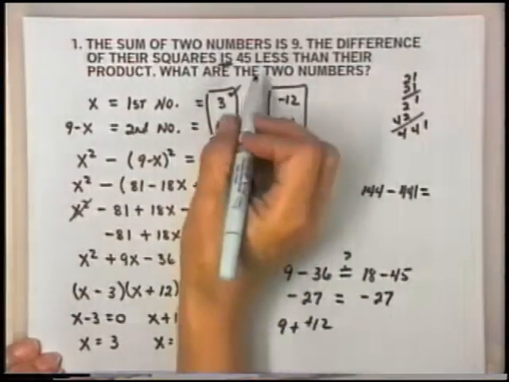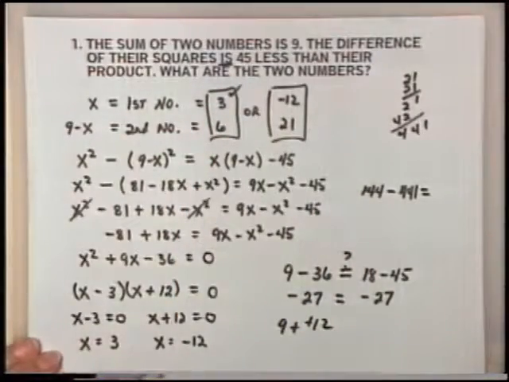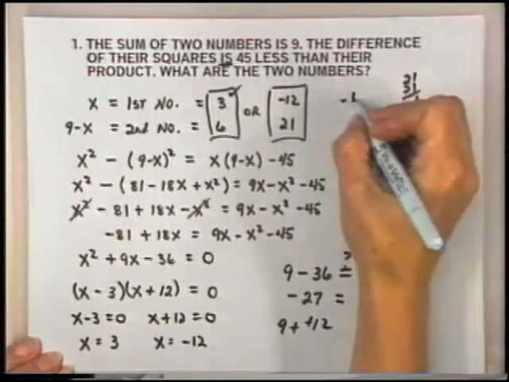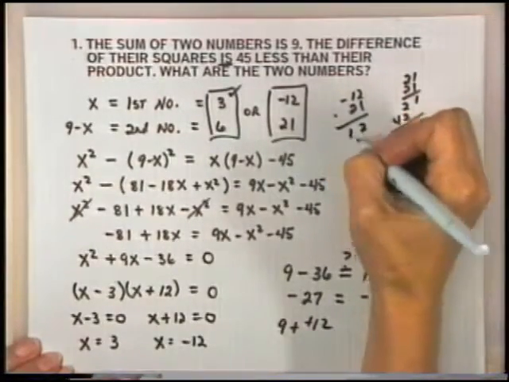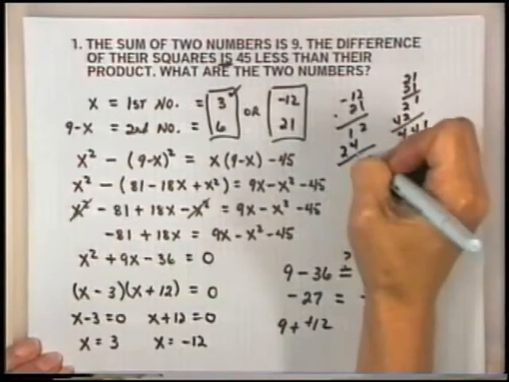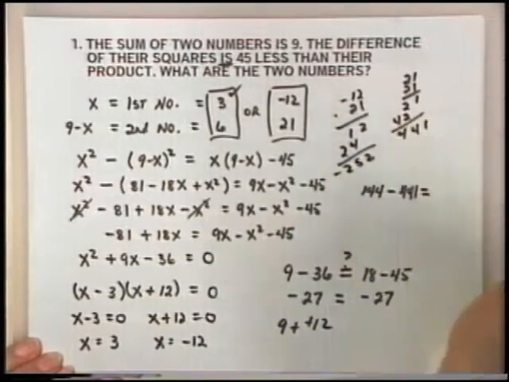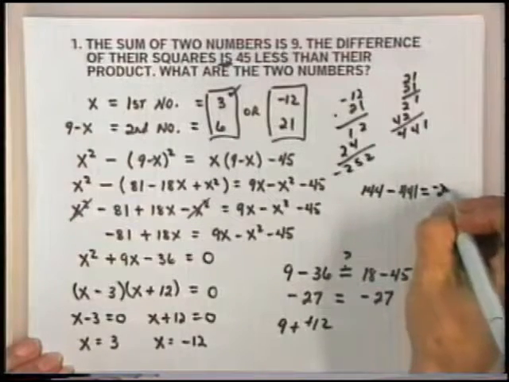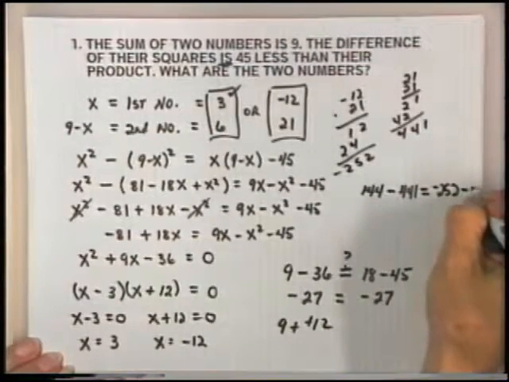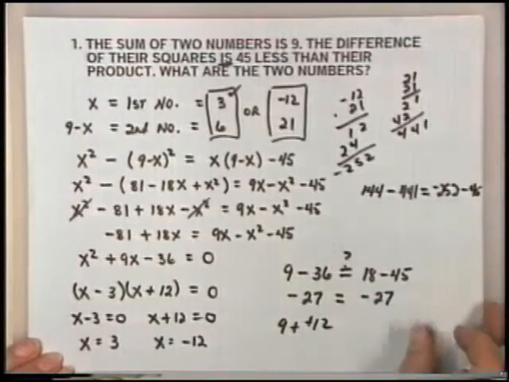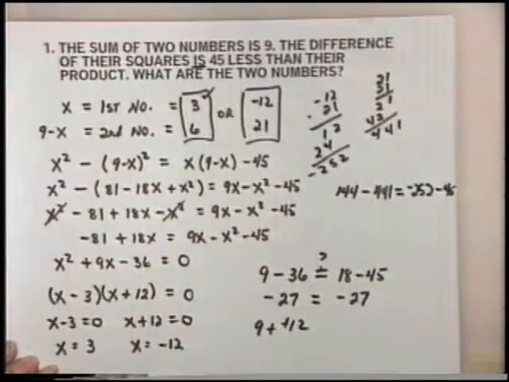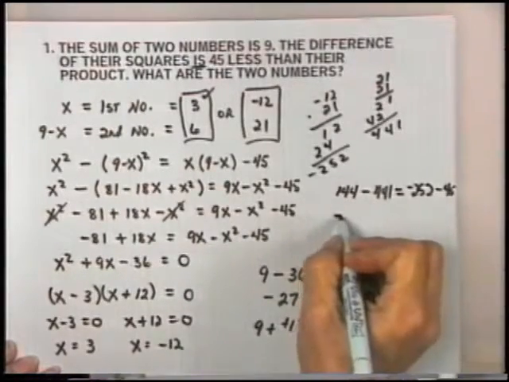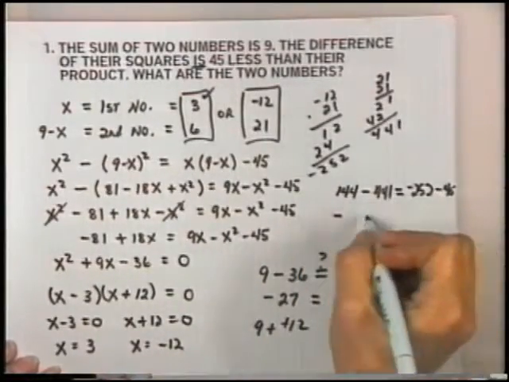Equals. Now, on this other side, I want 45 less than their product. The product of negative 12 times 21 is a negative 252. Subtract 45. Let's scoot that over. 144 subtract 441. The difference here is going to be negative.